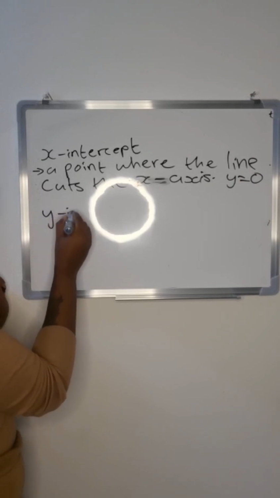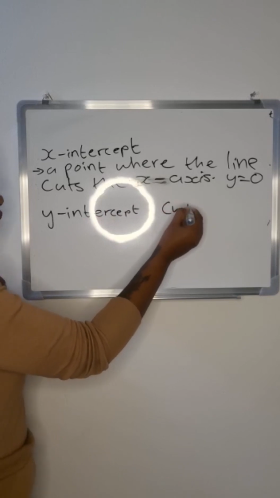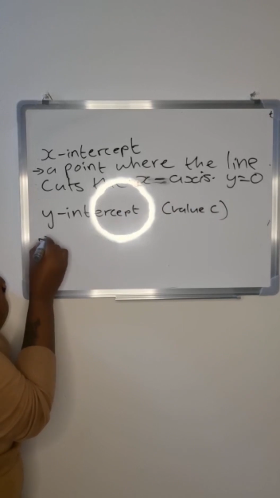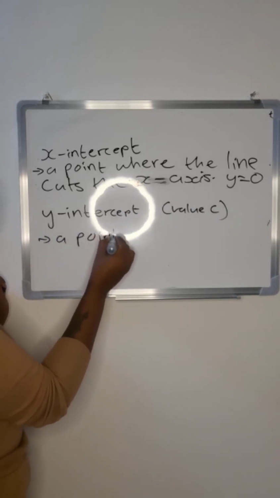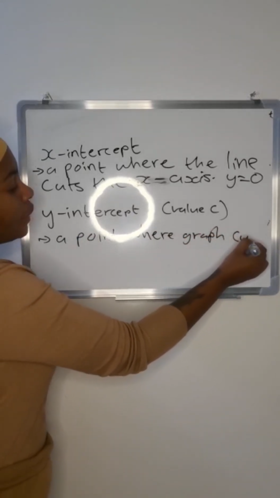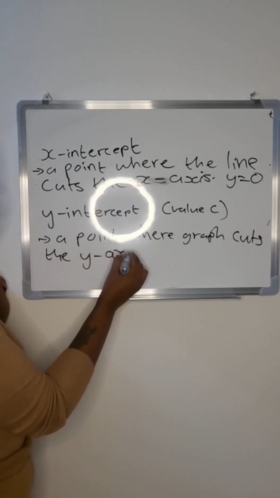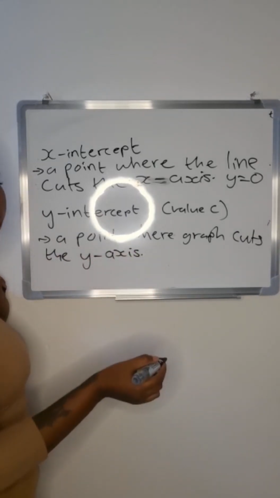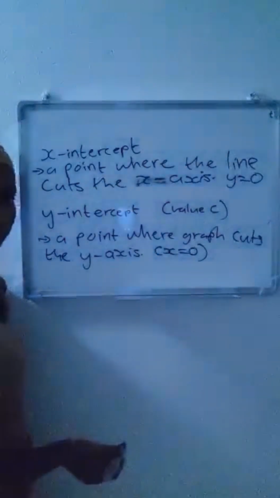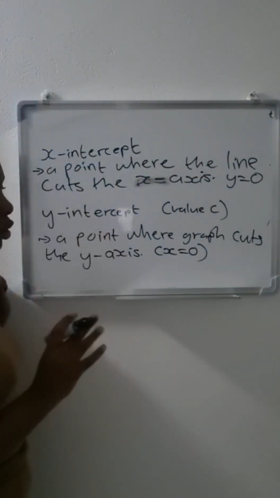And then we also have the y-intercept, which is given by the value of c on a straight line. The y-intercept is a point where the graph cuts the y-axis. And on that point, x is equals to 0. Any point on the y-axis, x is equals to 0.